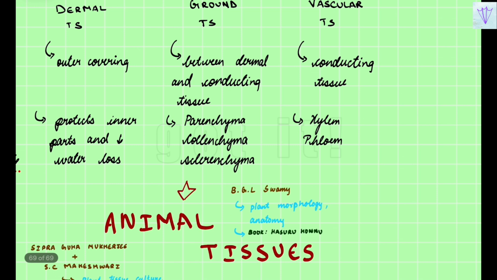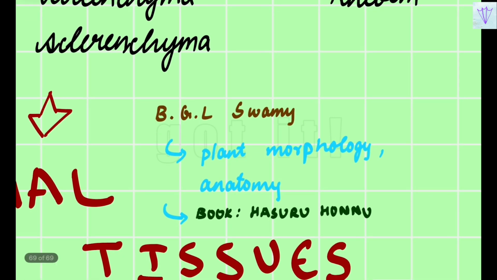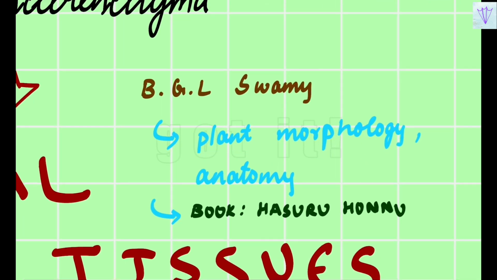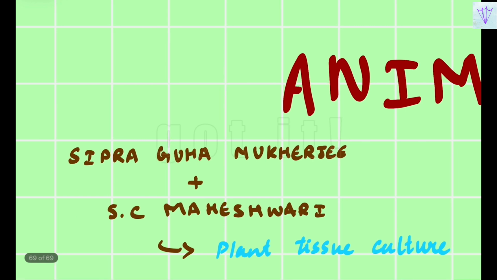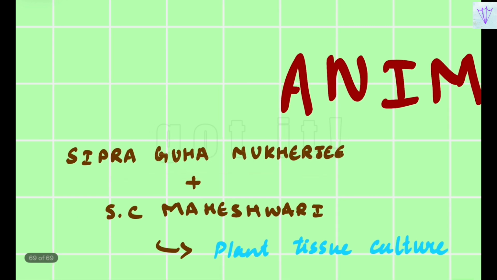The important names to remember in this plant tissue part are B.G.L. Swami, who has worked on plant morphology and anatomy, and has written a book. And other important personalities are Shipra Guha Mukherjee along with S.C. Maheshwari, who have made a breakthrough in plant tissue culture.